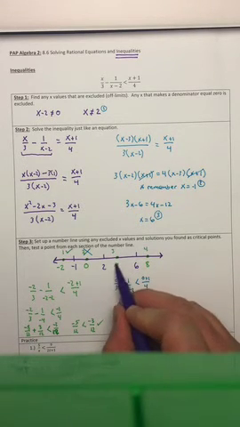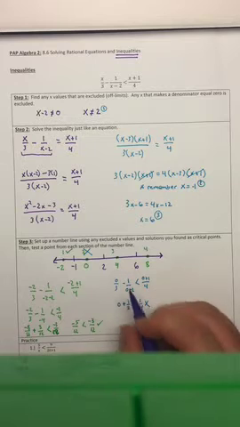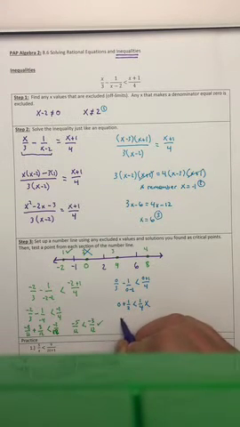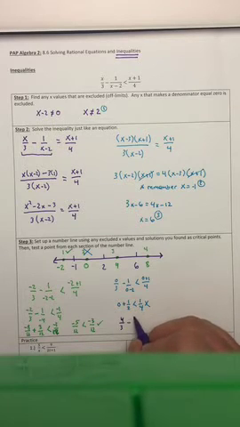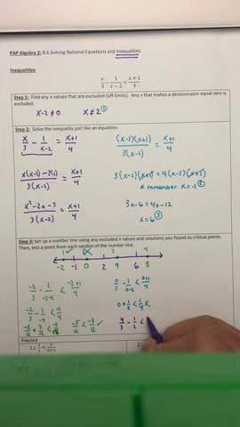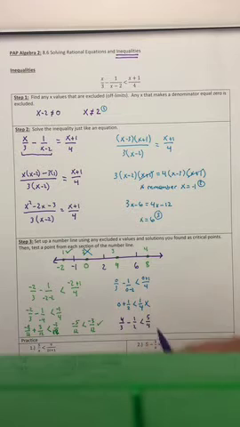So now I'm going to do my test point of 4. So I'm going to plug 4 into X. So I have 4/3 minus 1 over 4 minus 2 is 1 over 2 is less than 5/4.